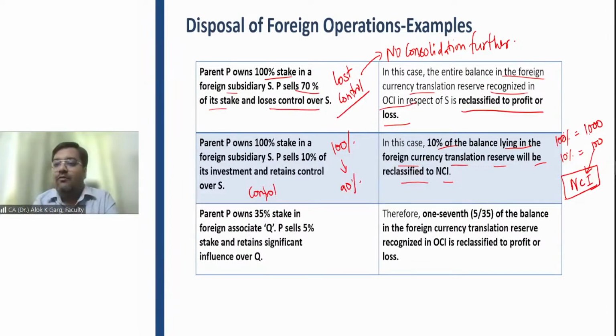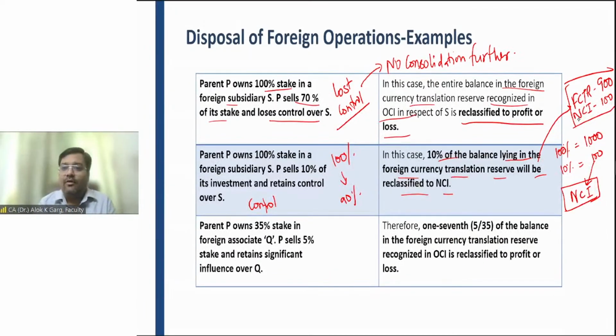So in this example, my FCTR will be 900 rupees, and my NCI will be adjusted by 100 rupees. Is that clear or not clear?